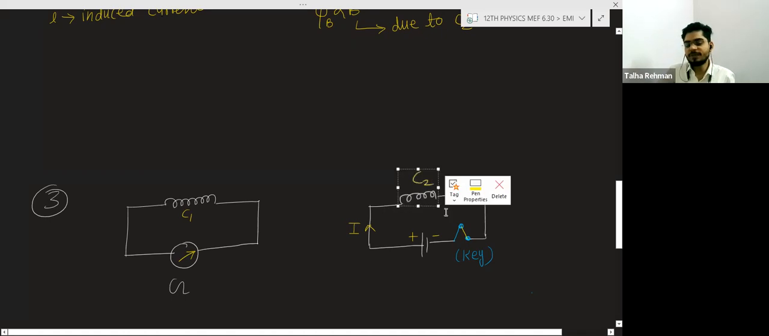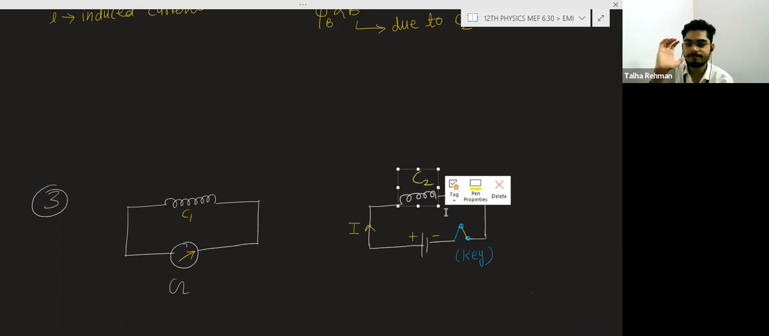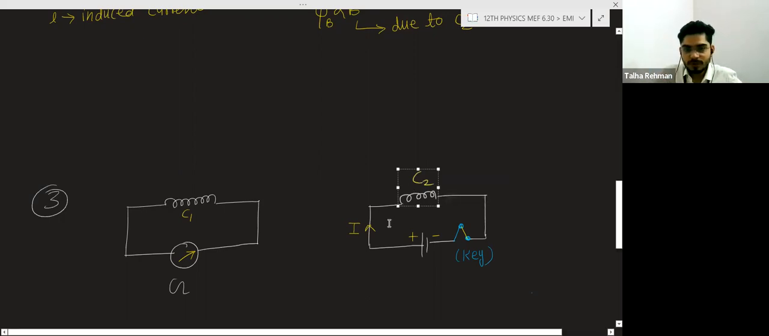Now when the current increases in this coil, I have told you a current carrying coil behaves as a magnet, and due to the current carrying coil, there will be the magnetic field. So as the current increases in this coil, there will be an increase in the magnetic field due to this coil. And the effect of the magnetic field due to this coil will be here also. Means you can say the magnetic field due to this coil will be here also.